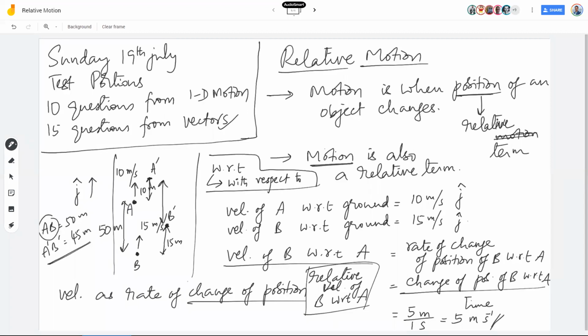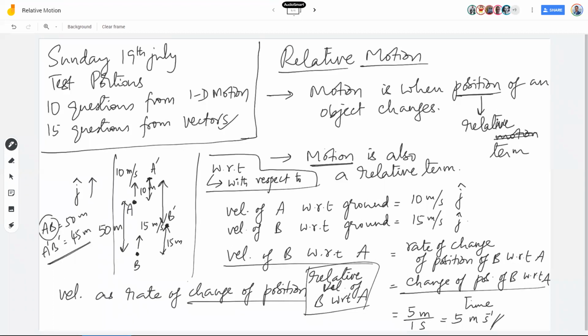Say for example, A and B are 50 meters apart and they're both moving, and A is moving at a speed of 10 meters per second, B is moving at a speed of 15 meters per second. B is following A, B is trying to chase A. Okay, at the initial moment, the distance between them is 50 meters. In 1 second, what will the distance become?